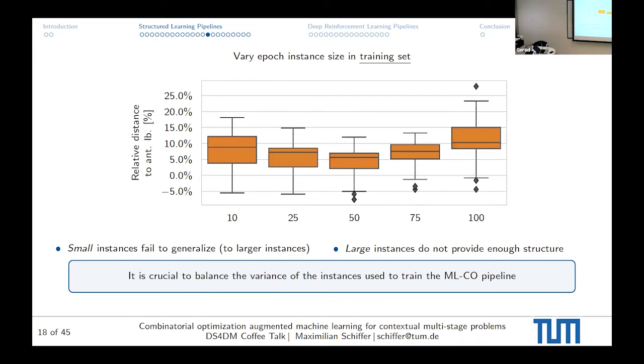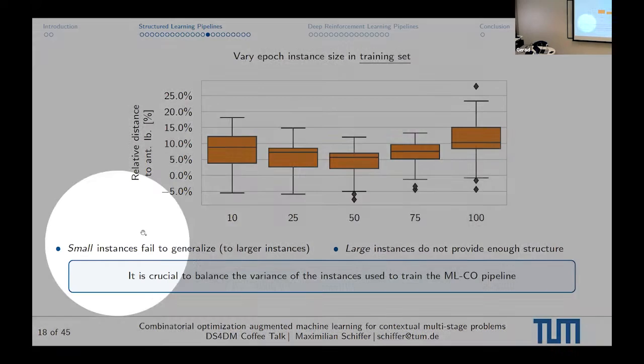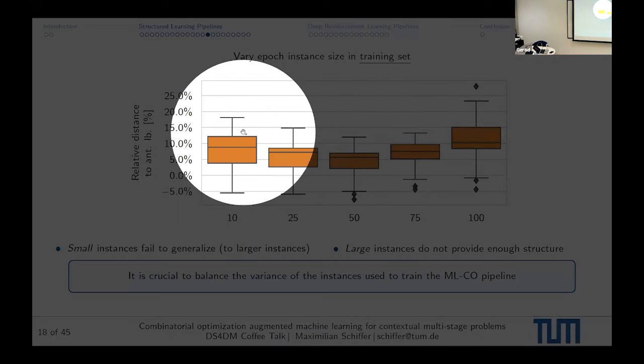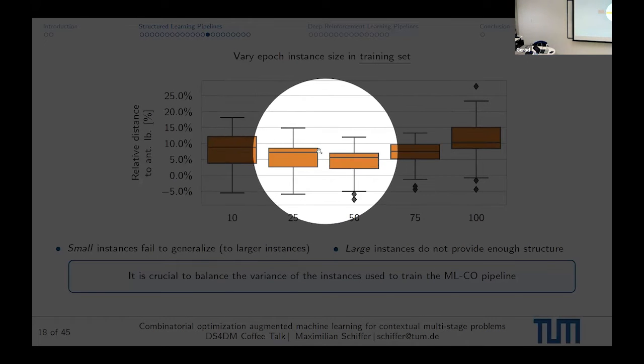So, giving you some more results. How do the results change if you vary the instance size in your training set? That was rather surprising because we trained with 50 customers, but you had 100 customers released in each epoch during testing, right? So the question immediately was, would we do better if we also train on 100 customers? And what we surprisingly saw is if you train on more or fewer customers, you don't do super bad, but you do worse.